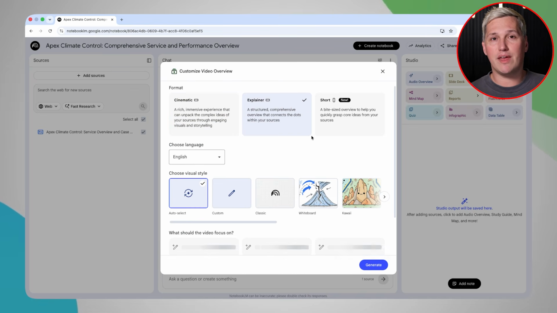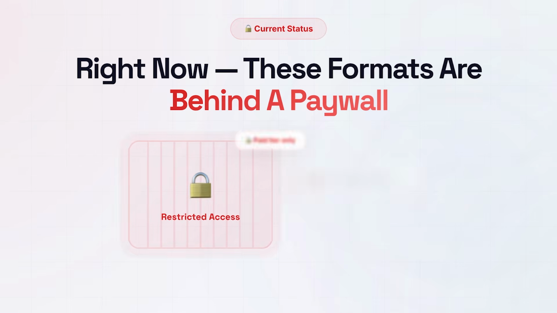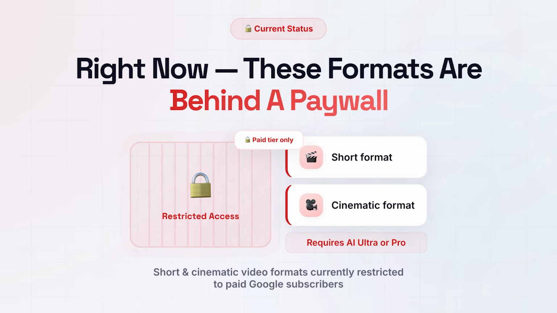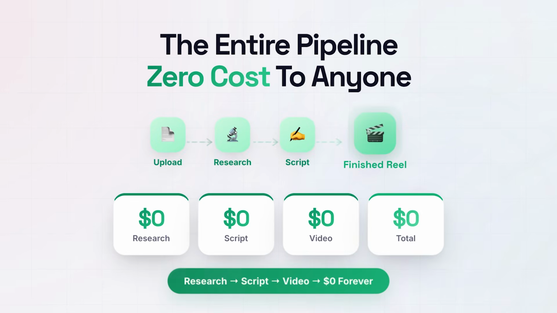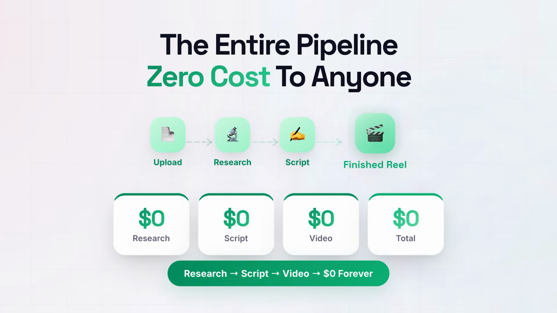You are generating 3 different cuts from one notebook. And here's the part most platforms lock behind a paywall. The short and cinematic formats are currently restricted to Google AI Ultra and Pro subscribers. That is the paid tier. But Google already announced free user access is rolling out in the coming weeks. That means the entire pipeline from research upload to finished reel will be available at 0 cost to anyone.